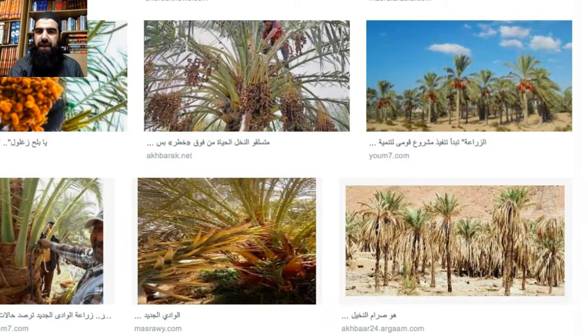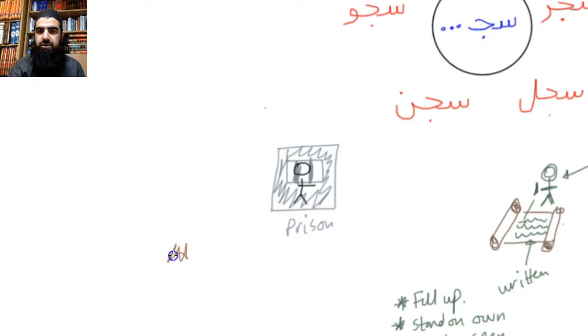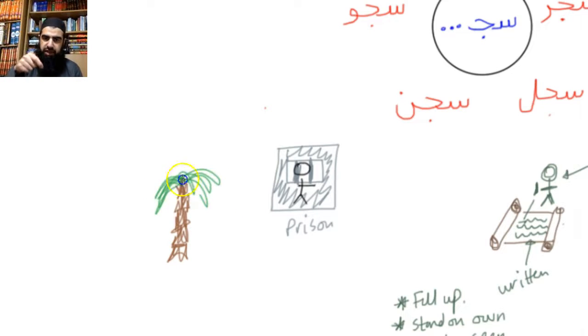Okay, another meaning of Sijn that we have is what they basically used to do when you had a date palm, and this date palm's water wasn't being absorbed into the date palm. The problem usually was in the roots. So they would dig up the roots and drill holes into the roots, which would allow water to permeate into the roots themselves. So that's another meaning of the word Sajj, where it's the action of making holes in the roots of date palms which are devoid of water absorption, like over here.